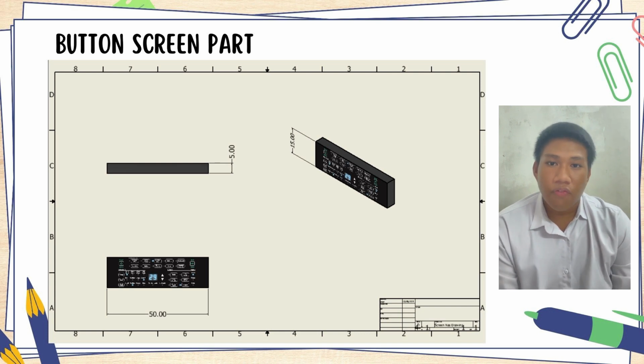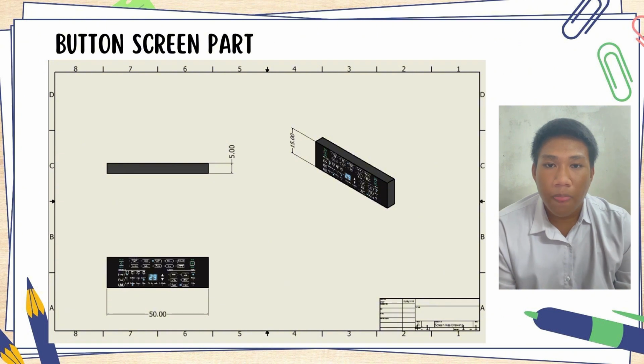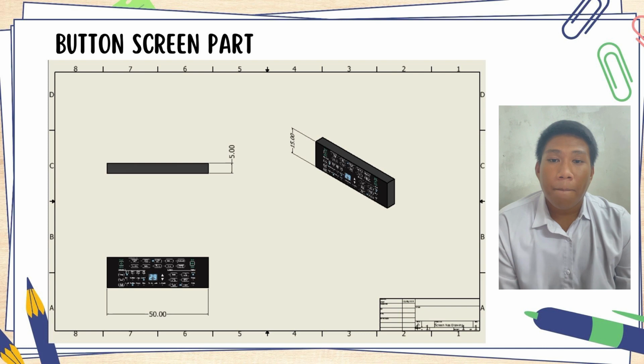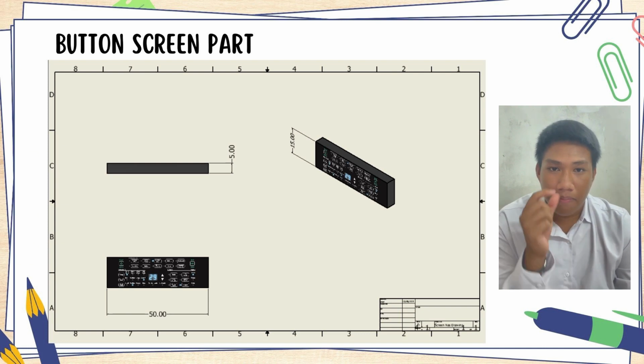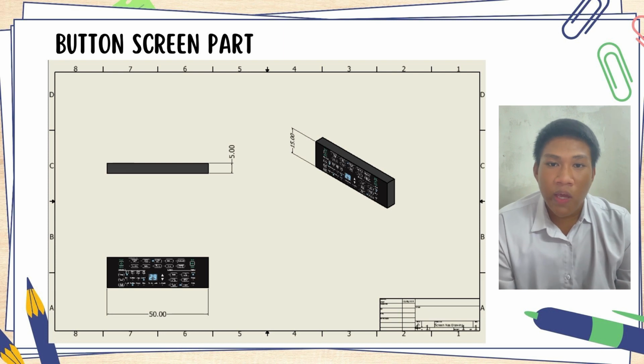This part will connect to the top part of the washing machine as a screen. As the first step, we make a rectangle with 50 and 15 millimeter, and then we extrude it 5 millimeter. Then we add an image to the top of it and make it a screen for controlling the washing machine.